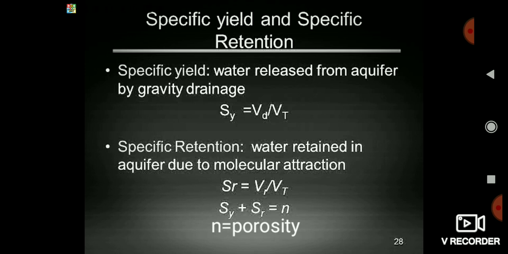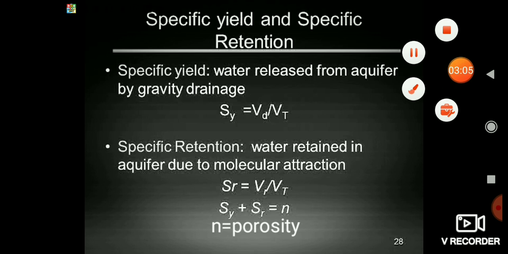So specific yield is the ratio of that water present in the catchment area or in that soil divided by the total volume of the catchment area or total volume of the soil. Mathematically, it is the ratio of the volume of water drained, or volume of water given to that catchment area, divided by the total area of the catchment multiplied by the depth of the catchment. This is the formula for specific yield.